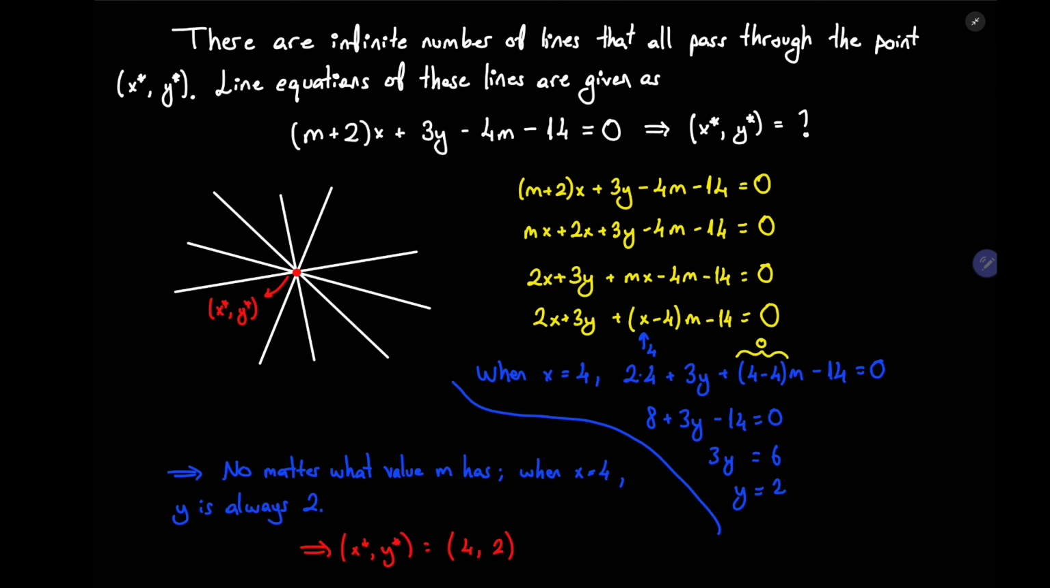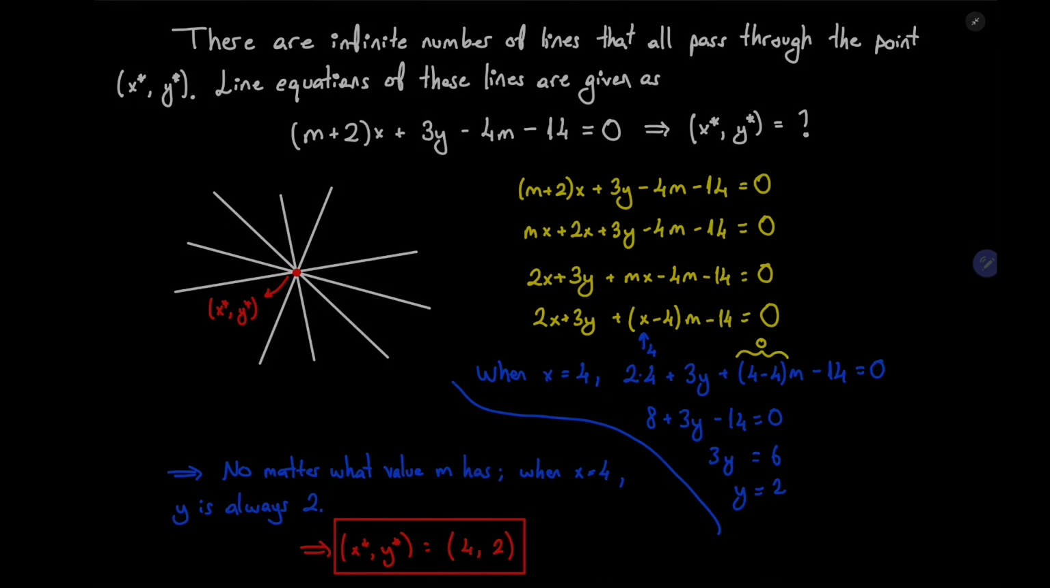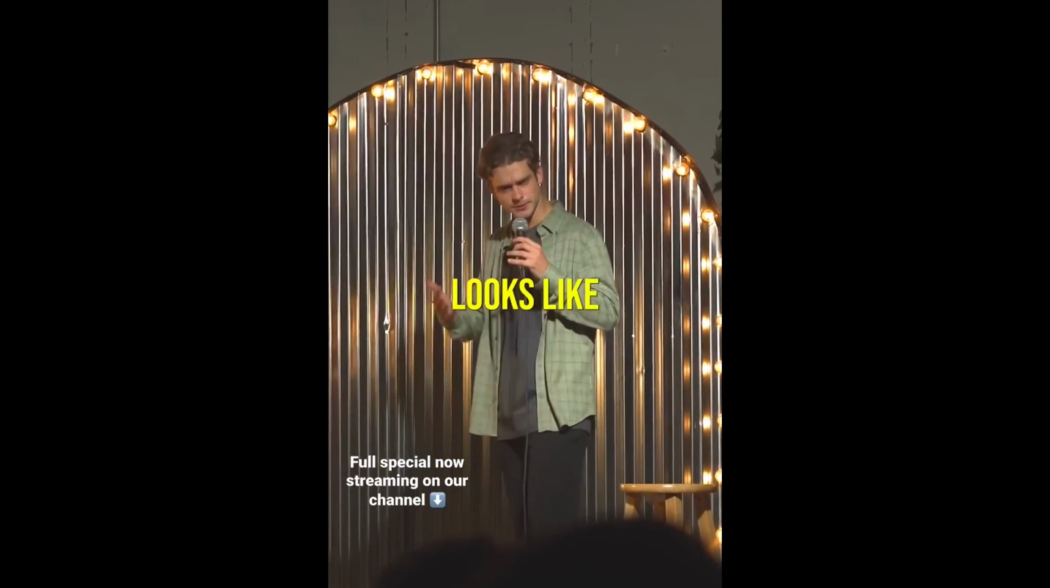When I assign 4 to x, the m values always cancel each other. M value will be out of the equation. So therefore we found our point x star comma y star equals 4 comma 2. All right, looks like we're done here.